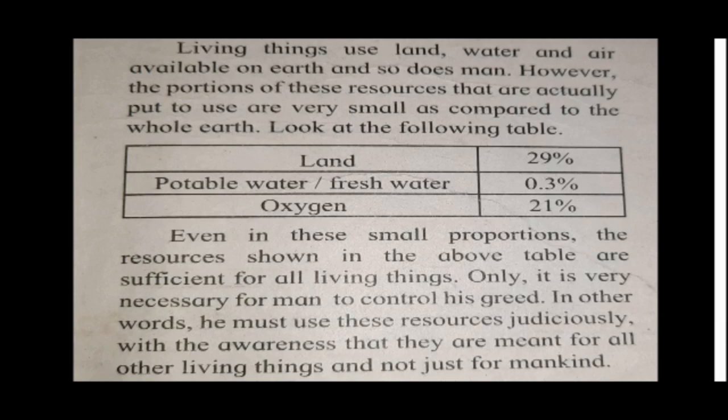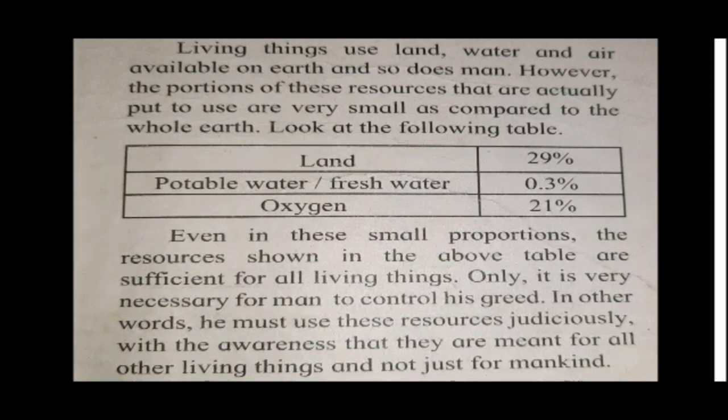Now, living things use land, water and air available on earth, and so does man. However, the portions of these resources that are actually put to use are very small as compared to the whole earth. Now look at the following table. Land is 29%. Fresh water is only 0.3% available.